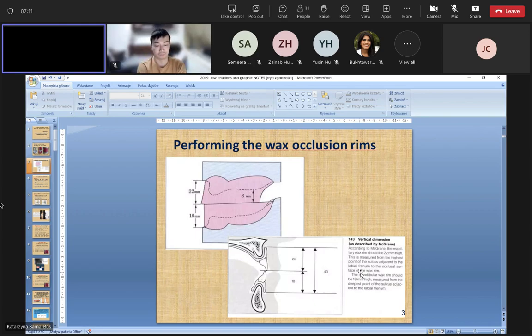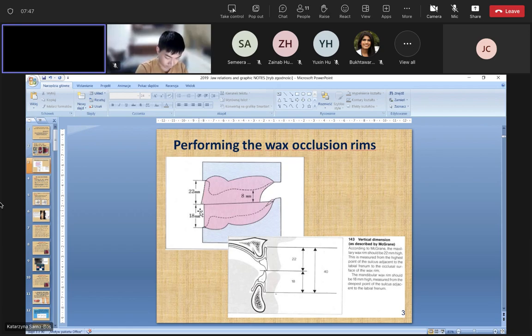For better remembering, these are the dimensions of the occlusal rims. The maxillary wax rim should be 22 millimeters high. This is measured from the highest point of the sulcus adjacent to the labial frenulum to the occlusal surface of the wax rim. So between the occlusal surface and the labial frenulum, this dimension is 22 millimeters for the upper wax record block.